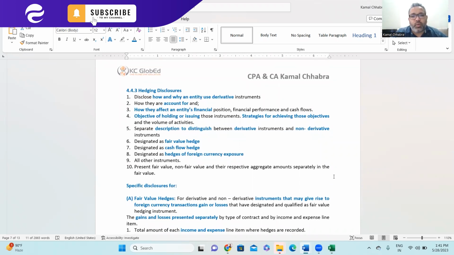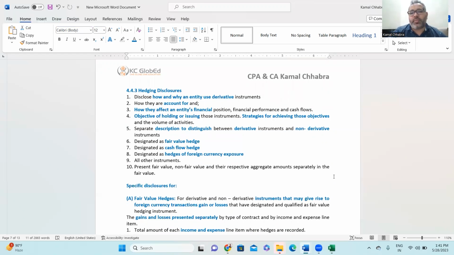Right. Now come to the last part, which is hedging disclosure. For disclosure, how and why an entity uses derivative instruments, that you need to disclose. How they are being accounted for, fair value hedge, cash flow hedge, foreign currency exposure hedge, that you need to disclose. How they affect the entity's financial position, so whether their impact is going to the income statement or to other comprehensive income, that you need to disclose. The objective of holding or issuing those instruments, why we have purchased those options, why we have sold those options, why we have released those options, those strategies you need to disclose, right?